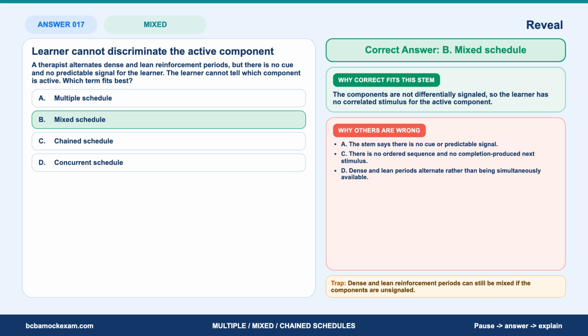The correct answer is B, mixed schedule. Here is why it fits this stem. The components are not differentially signaled, so the learner has no correlated stimulus for the active component. Now, check the distractors. For A, the stem says there is no cue or predictable signal. For C, there is no ordered sequence and no completion-produced next stimulus. For D, dense and lean periods alternate rather than being simultaneously available. Notice that the answer uses only the evidence given in the stem. Trap check. Dense and lean reinforcement periods can still be mixed if the components are unsignaled.